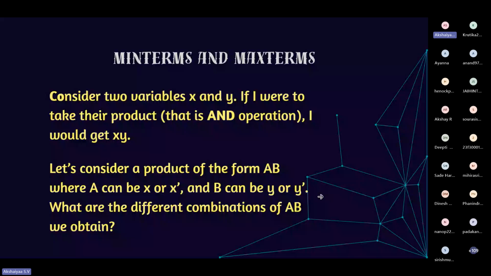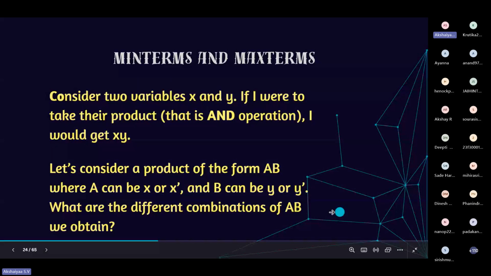So how are four terms possible? I've told you that A can take either X or X prime, and B can take Y or Y prime. So there are basically four combinations possible: XY, XY prime, X prime Y, and X prime Y prime. That's basically what I have put here. These terms are actually called min terms. That is, if you're writing some AND kind of terms, these are called min terms. So a bit more detail on min terms.